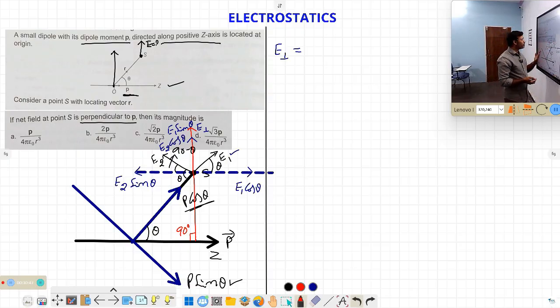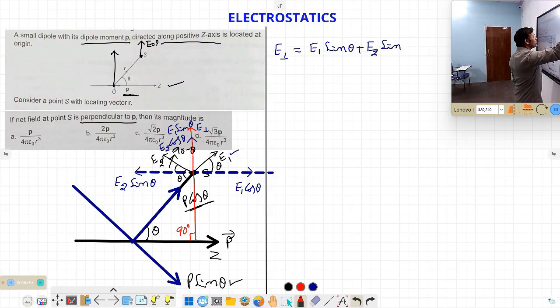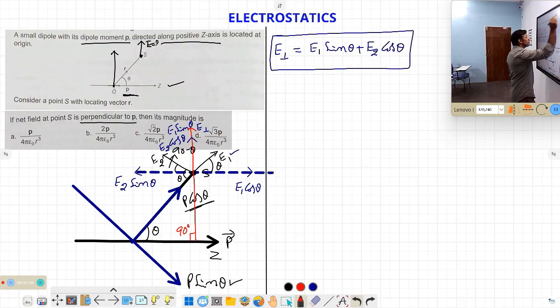So in the perpendicular direction we have two electric field components: one is the E1 sin theta component, plus the second one, the E2 cos theta component. Now we need to find the values with sin theta and cos theta. First we are going to derive the equation, and after that we will go according to the options.